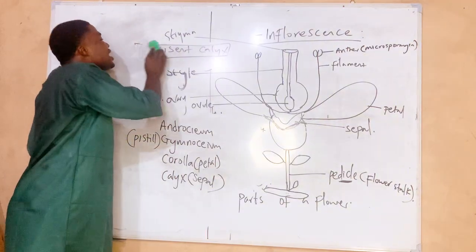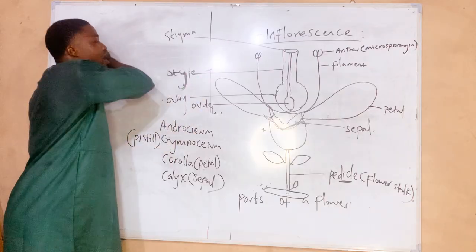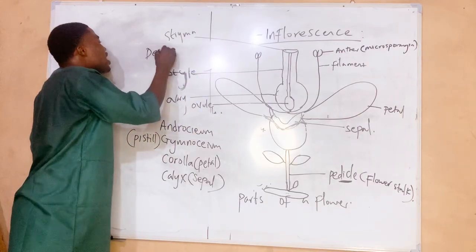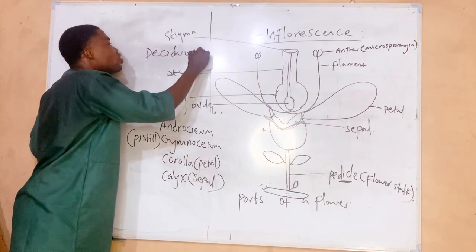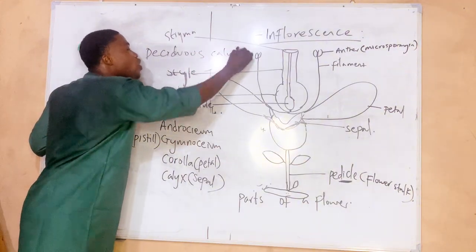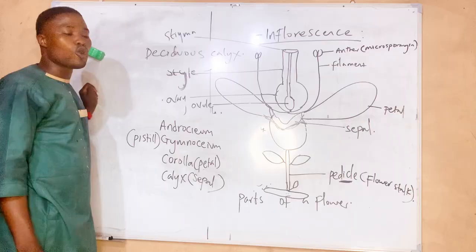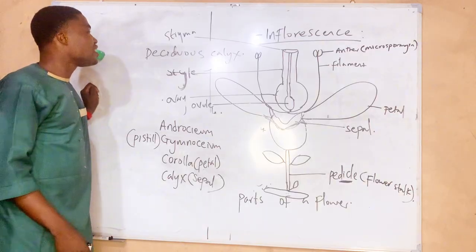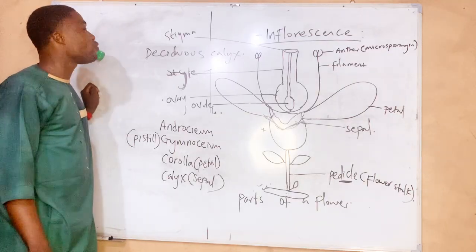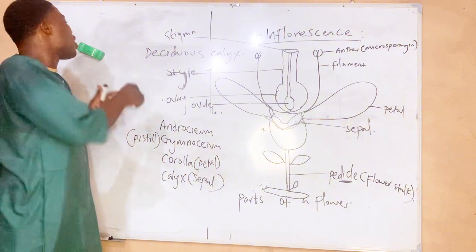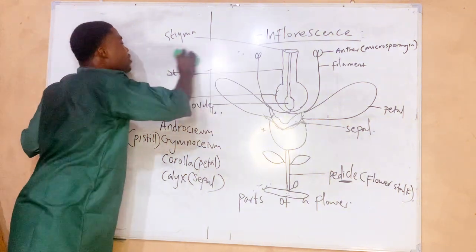Now many plants have this type of calyx, it is called a deciduous calyx. Deciduous calyces are calyces that wither off during the maturation of a fruit. So when a fruit arises from a flower, the calyx that withers off with time is said to be deciduous. Do you get? Now quickly, I'll say this before I leave this part.